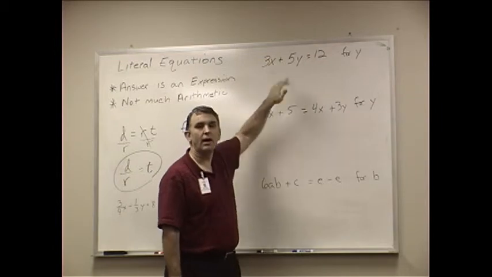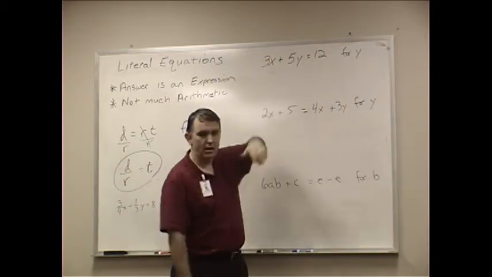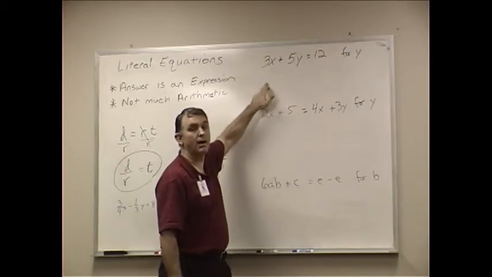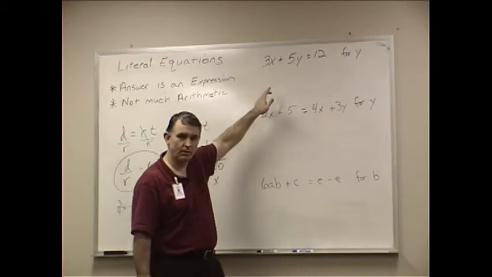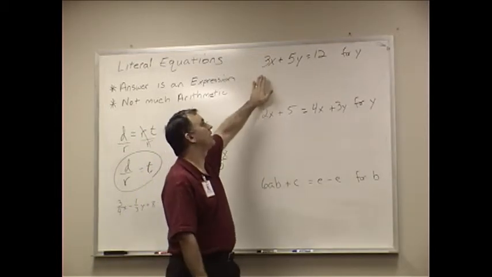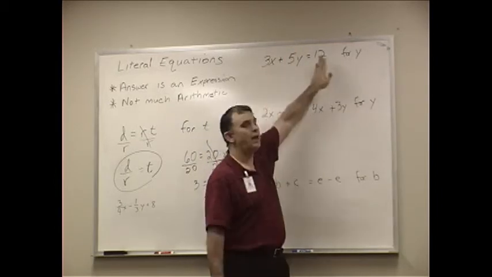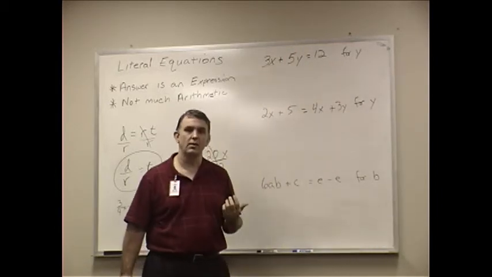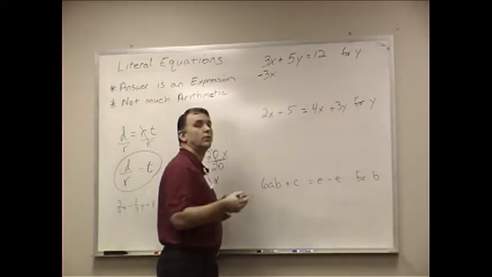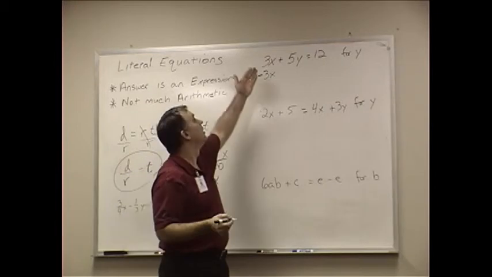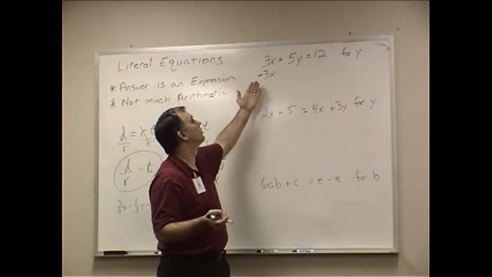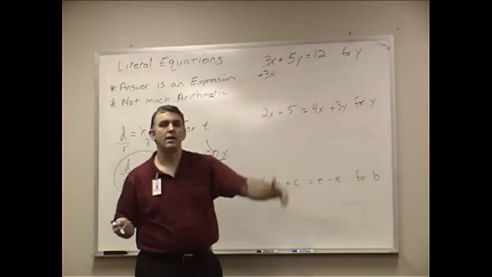A lot of times you guys got used to, okay, to get rid of this, we'd have to divide by 3. Well, think about it. If you divide by 3, you're only getting rid of the 3. Are you getting rid of the x? No. We've got to get the 3x all the way over to the other side of the equation. To do that, we've got to subtract 3x, because 3x minus 3x completely cancels it out. Whatever you do to one side, you do to the other.